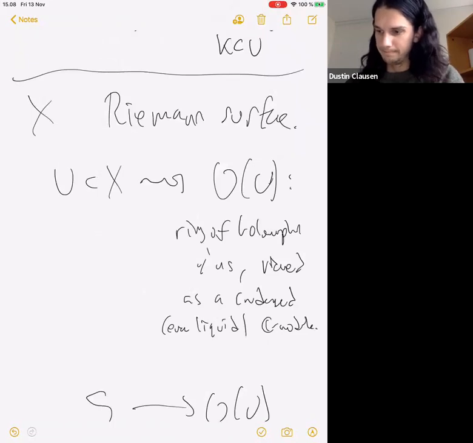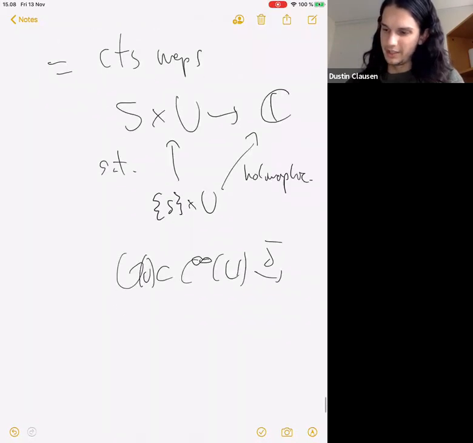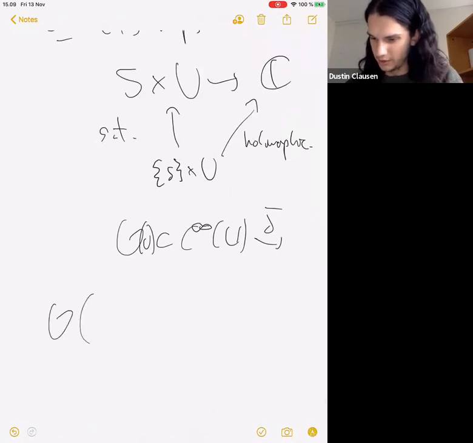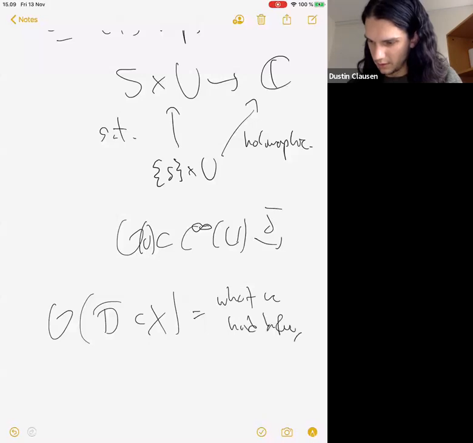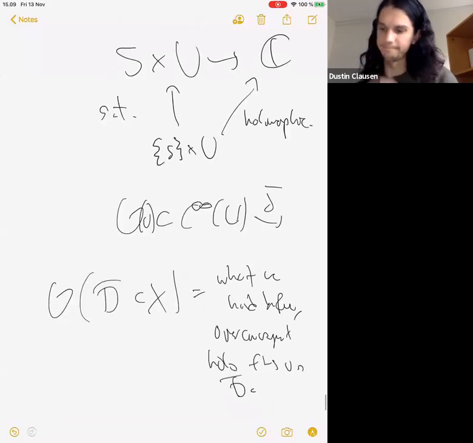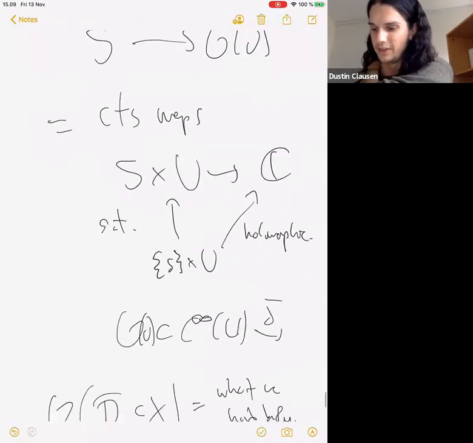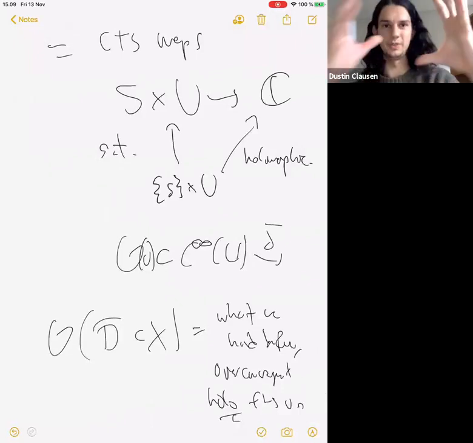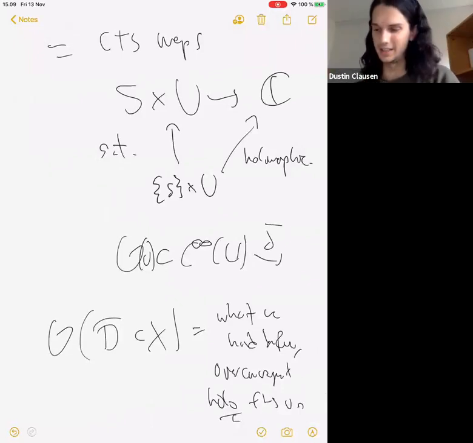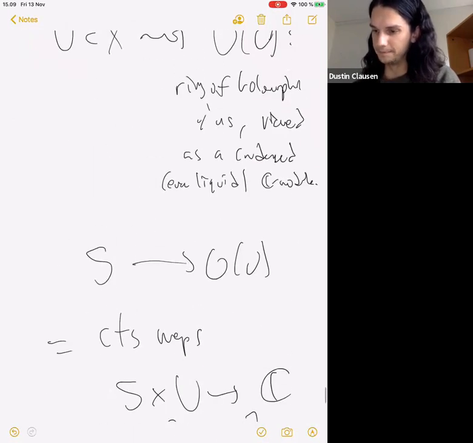Okay. And note that if we take sections on a closed disk contained in X, this recovers what we had before: overconvergent holomorphic functions on D bar. In the sense that we're asking now the value of our sheaf on a compact subset, and the definition was the limit over the values on the open subsets containing it, so it's consistent.